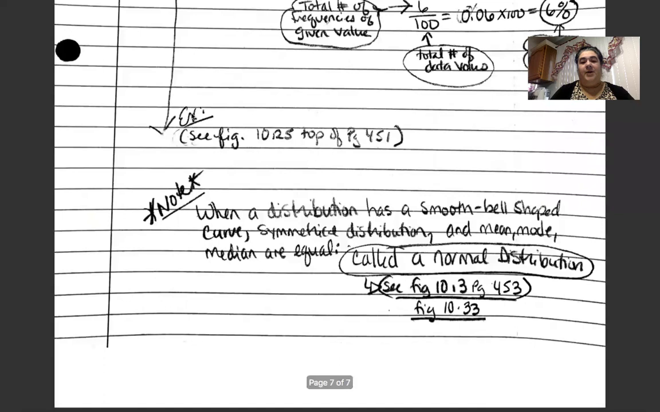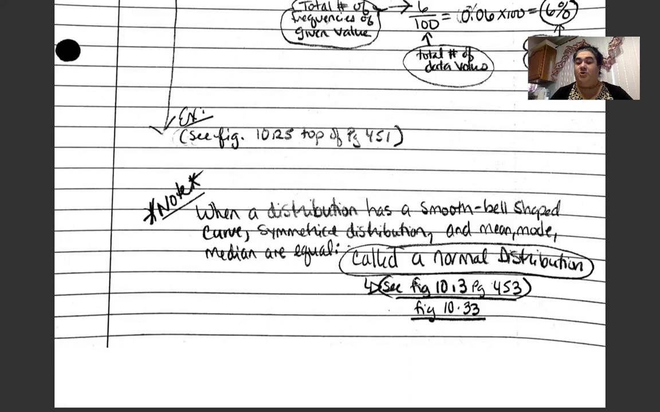Okay, so things that you need to note. A distribution that has a smooth bell shape is called... It has a smooth bell-shaped curve. It has symmetrical distribution, and the mean, the mode, and the median are all equal to each other. We call this a normal distribution. And I'm going to show you some figures about that right now.